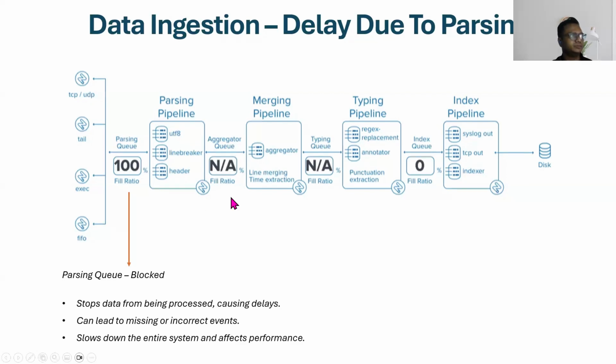Similarly, we have the merging pipeline, where our line merging happens and time extraction as well. Under the typing pipeline, we have regex replacement. So if we have any regex activity, filtering, routing, or masking, all the operations happen here. And lastly, we have the indexing, which is nothing but writing the data onto the disk, in what manner, if it is a syslog out or TCP out or indexer.